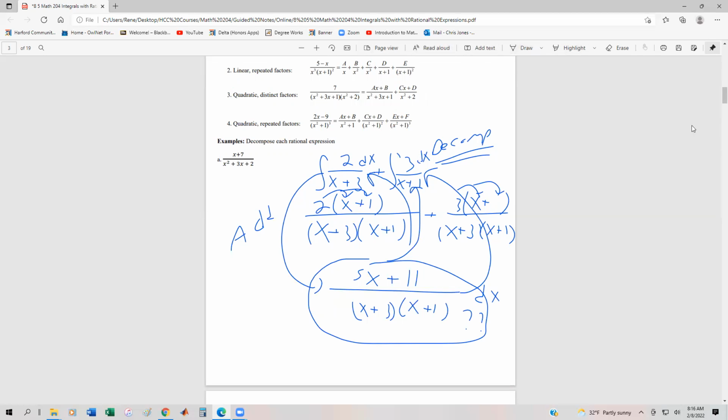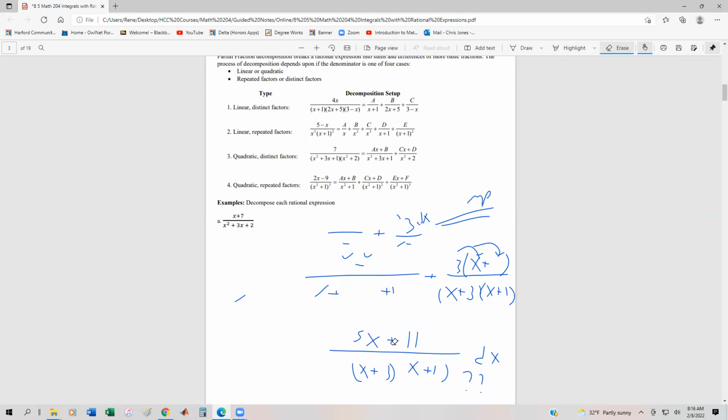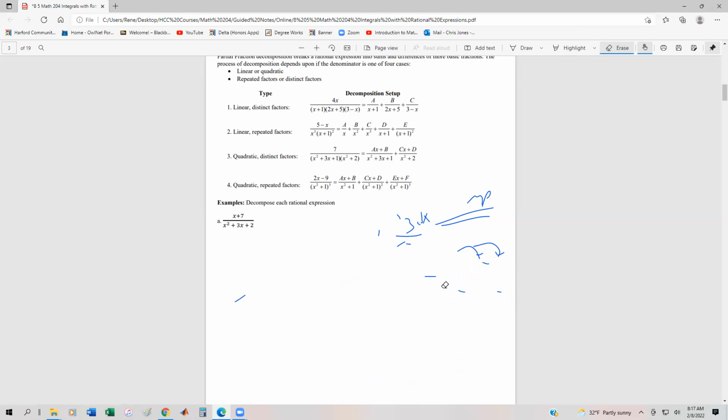Now to be able to do that, we need to make sure that we understand the process and the setups for these. It's really dependent upon what types of fractions and what types of factors we have when we try to decompose this. There are 4 types of decompositions we're going to have to look at. The first is linear distinct factors. That's really easy. If we can find that they're linear and distinct, then we just break them up in this sort of fashion.